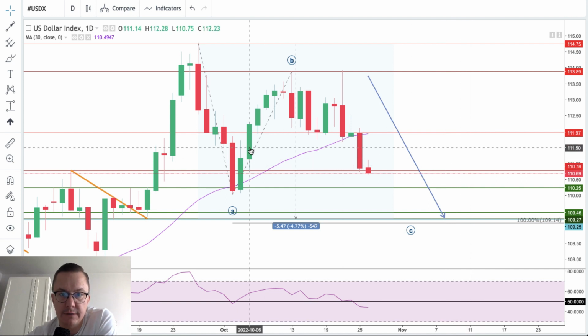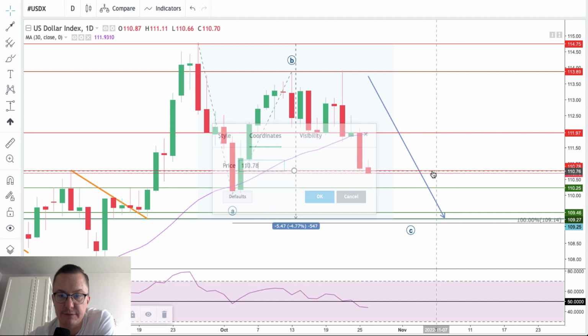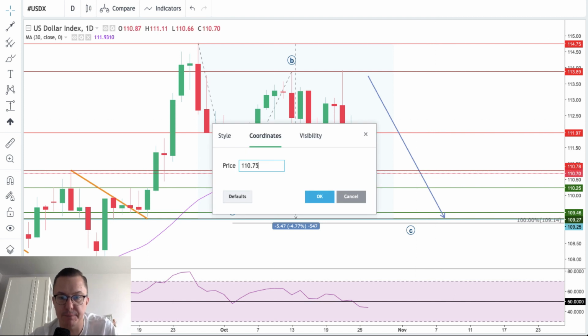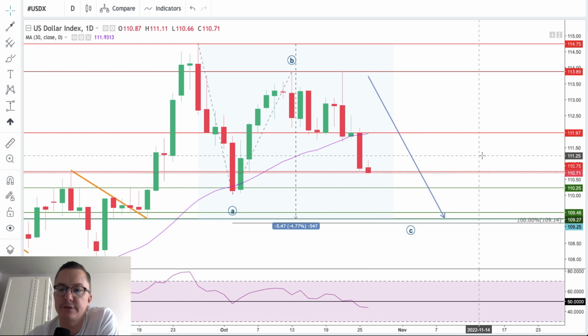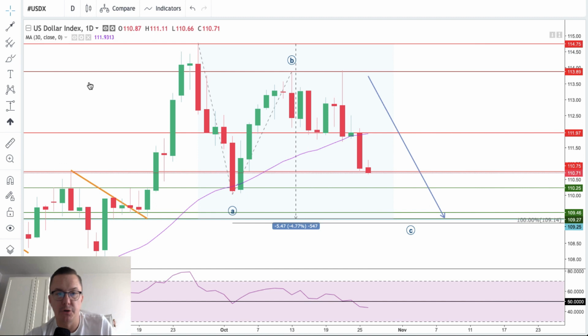Where is the low? 110.75. So let me just adjust this for the 3 pips. There you go. 75 is broken anyway because the low is 66, so it's like a 10 pips breakout. So we should expect the US dollar to go down.